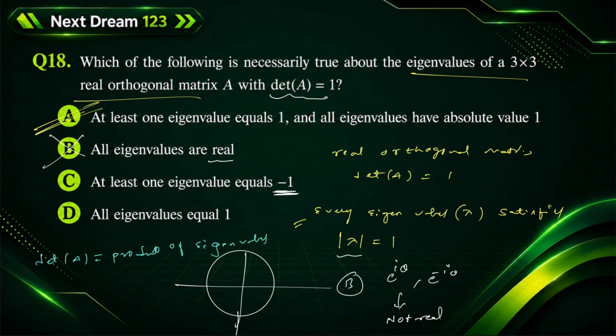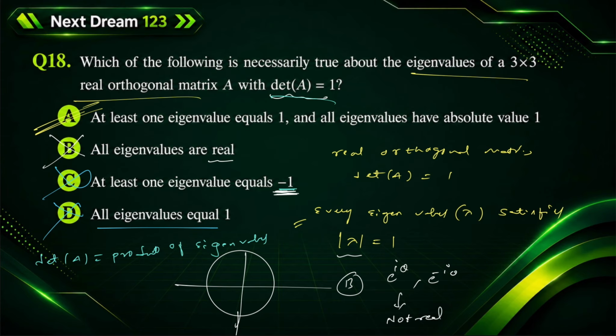Okay, if at least one eigenvalue is minus 1, this condition should be satisfied. The determinant is 1, so at least one eigenvalue equal to minus 1 would mean minus 1 into minus 1 gives minus 1, not 1. This makes no sense, right? This is wrong actually. Option D, all eigenvalues equal to 1. No, it is also wrong.